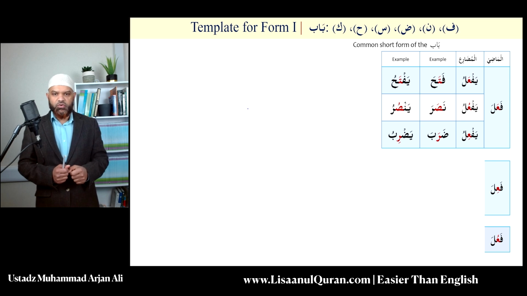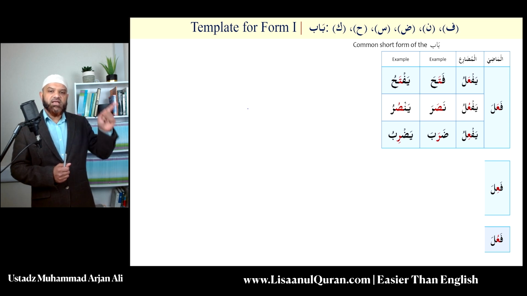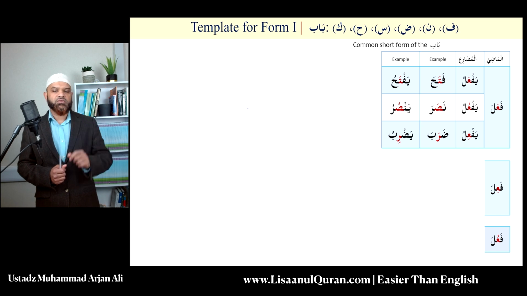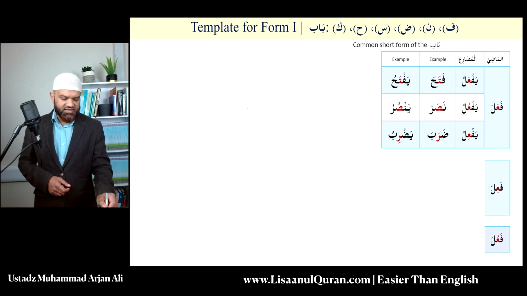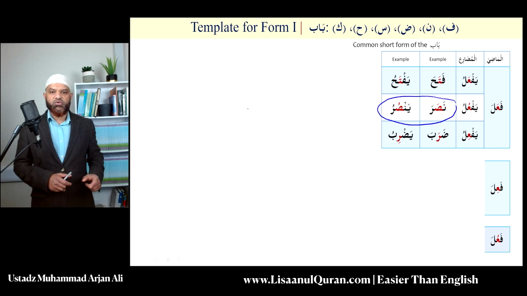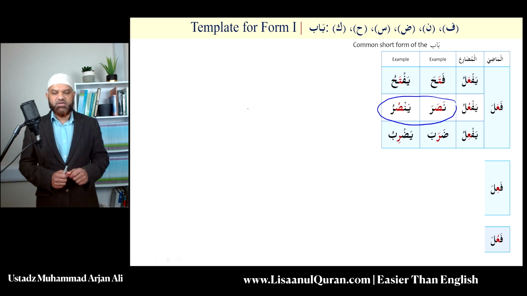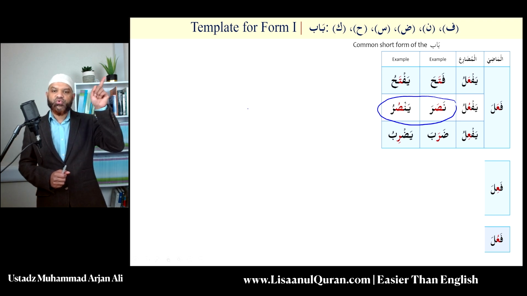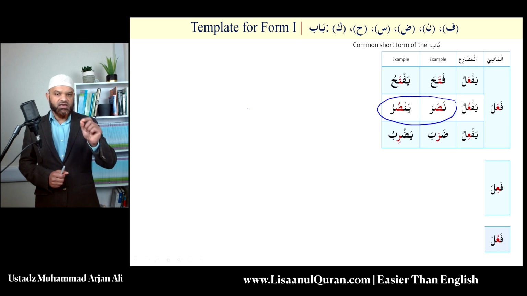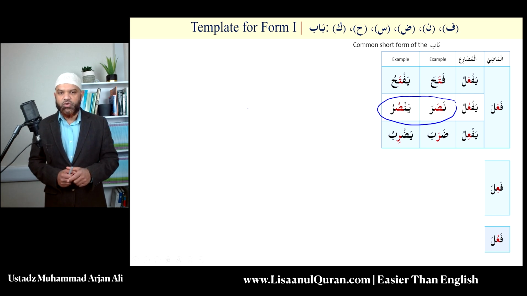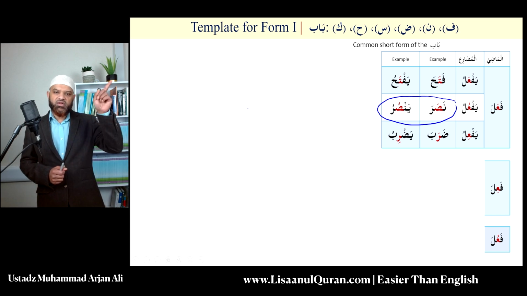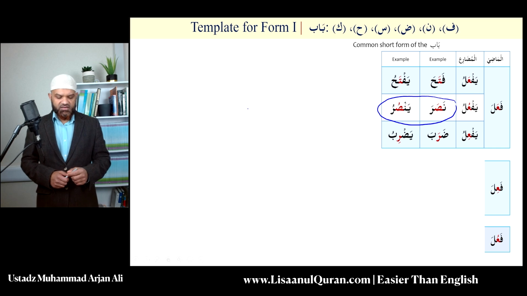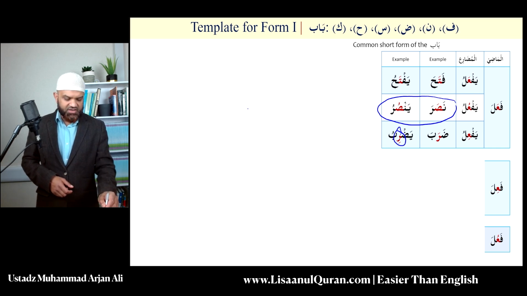So the first example we have is fataha yaftahu, the middle root letter taking a fatha in the Madi and the Mudare. The second example we have is nasara yansuru. So here we have nasara, fatha in the middle root letter. Here we have yansuru, which is the damma in the middle root letter. And then the third example we looked at is daraba, fatha in the middle root letter, yadribu, kasra in the middle root letter. So please pay attention to these changes.